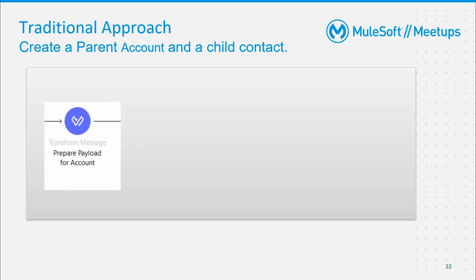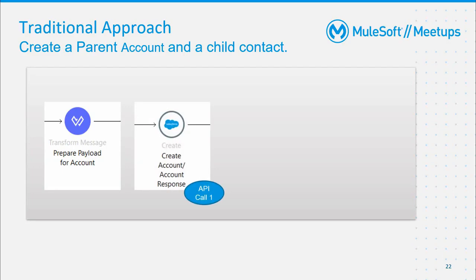First of all, we have to prepare the payload for account creation. Next, we create that account and get the account response. For that, we'll be using one Create connector, the Salesforce connector, which is based on operations in Mule 4. This will be counted as the first API call, because the client is MuleSoft, or your API, and it calls your Salesforce instance, which is your server.